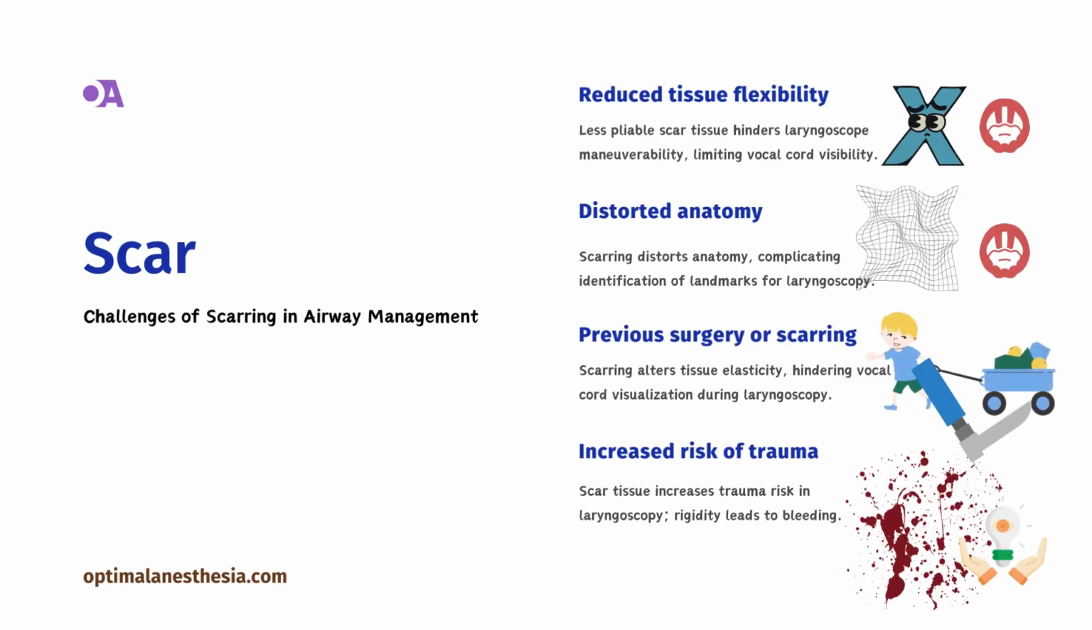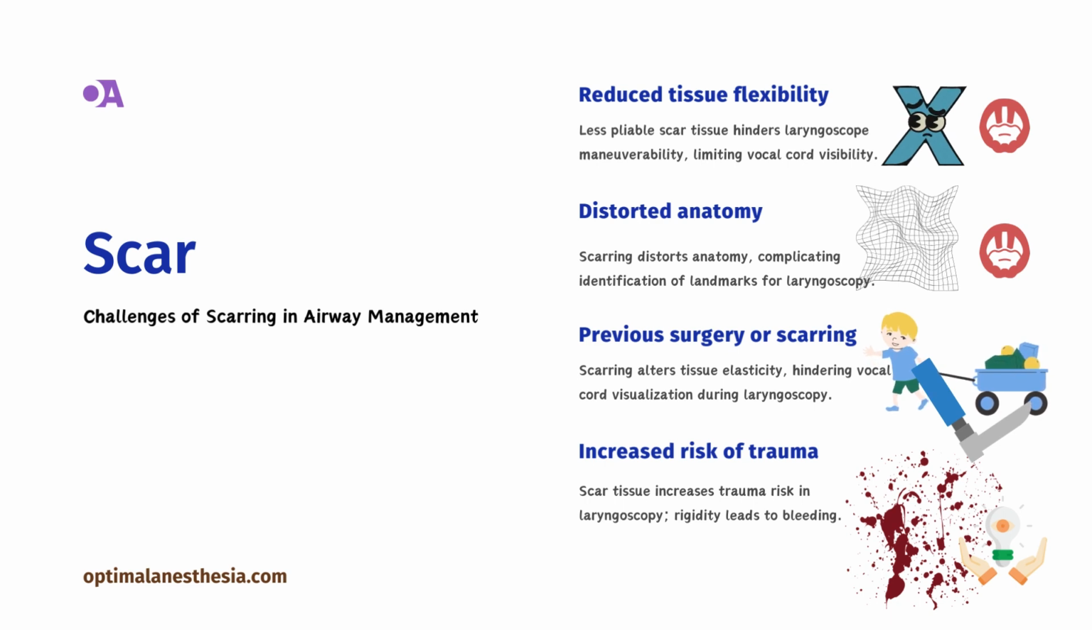Now we'll discuss how scarring from previous surgeries can pose significant challenges during laryngoscopy and tube placement. Scarring alters tissue flexibility, making it challenging to manipulate the laryngoscope blade for visualizing the vocal cords. This lack of flexibility can also limit the range of motion of the laryngoscope, complicating navigation around anatomical structures.